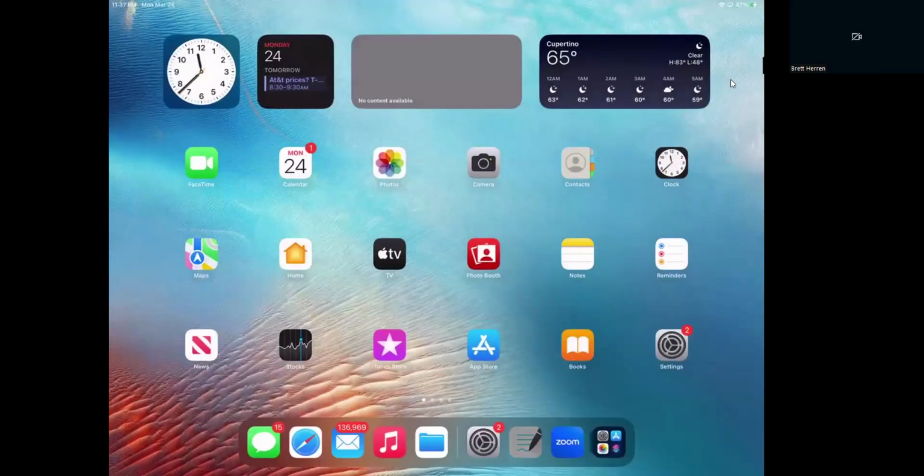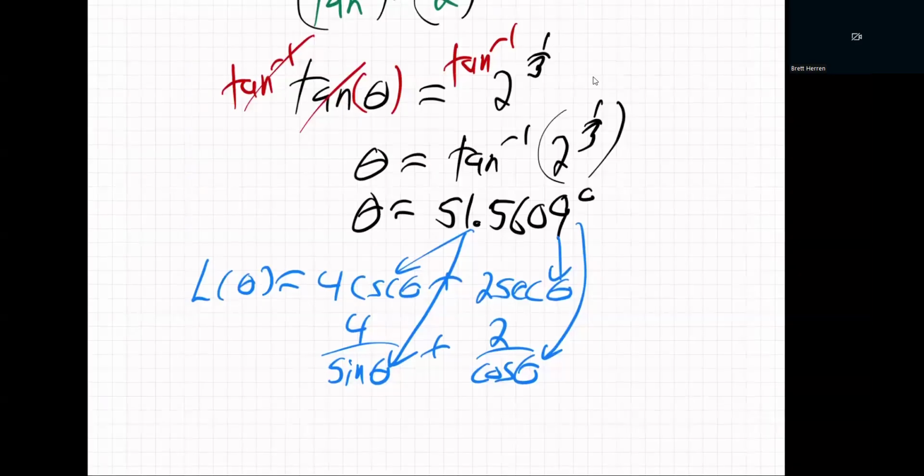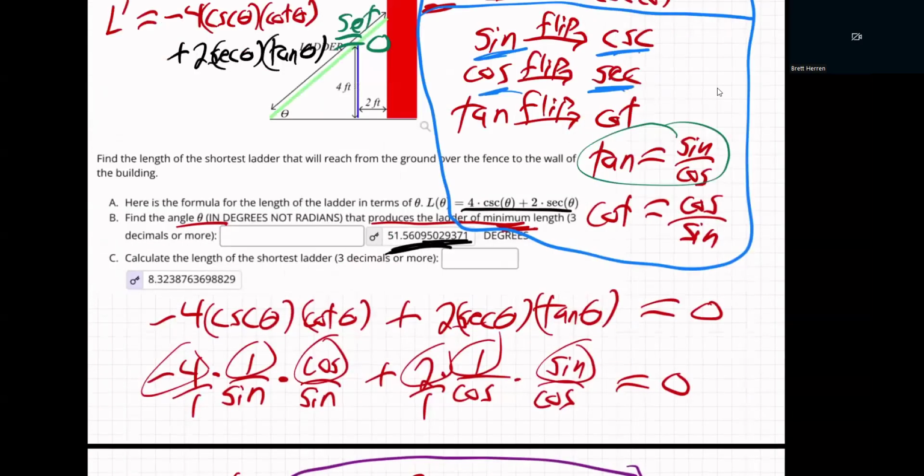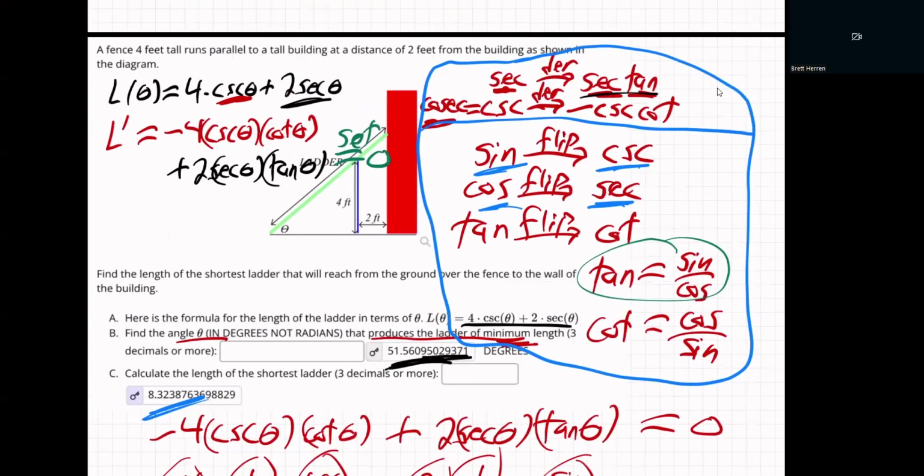There it is, 8.3238. Is that the length of the ladder? There it is. That's the shortest ladder that will fit over the fence and hit the building.